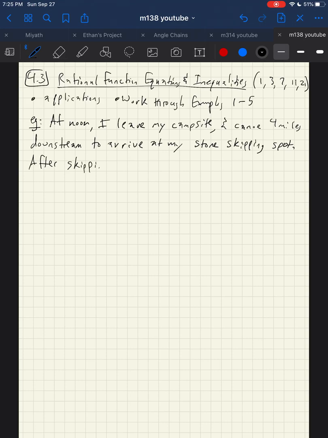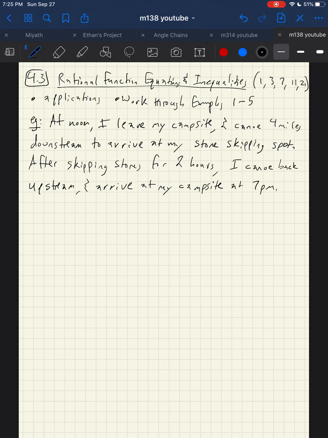After skipping stones for 2 hours, I canoe back upstream, so this would be against the current, and arrive at my campsite at 7 p.m. Now, if I normally paddle about 3 miles per hour, how fast was the river flowing?